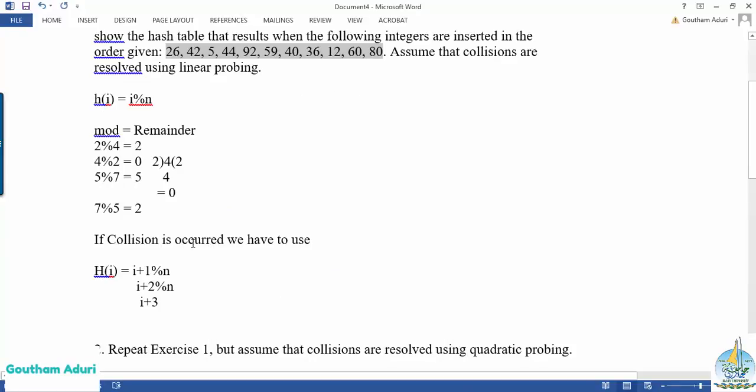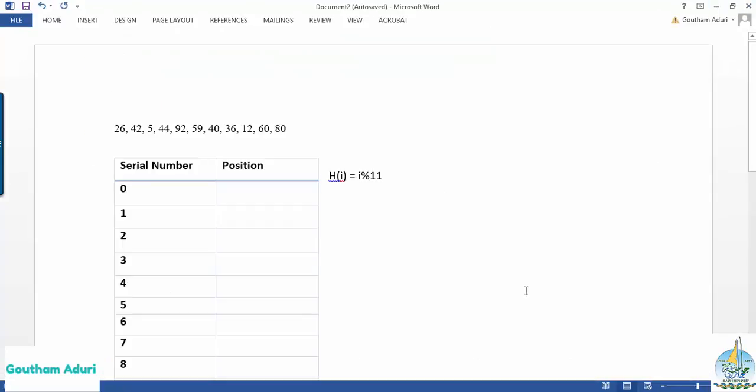If a collision occurs at one place, we have to increment by 1, that is i plus 1. So the question says to increment by one each time: i plus 1, i plus 2, i plus 3, up to i plus n. You have to increment by one number if a collision occurs. Let's see how we can solve this first, and then you can easily understand.